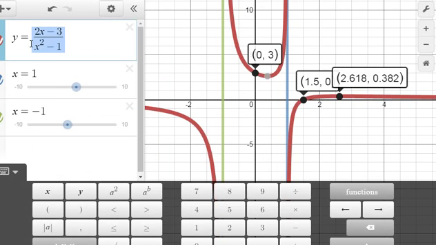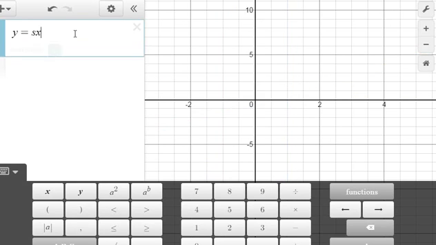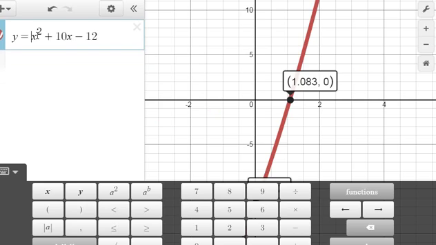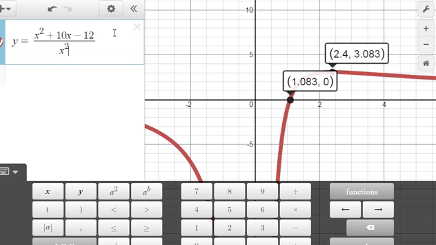Let me get rid of a few of these other graphs. So y equals 2x squared plus 10x minus 12. I don't want the s there. And that's going to get divided by x squared plus x minus 6.